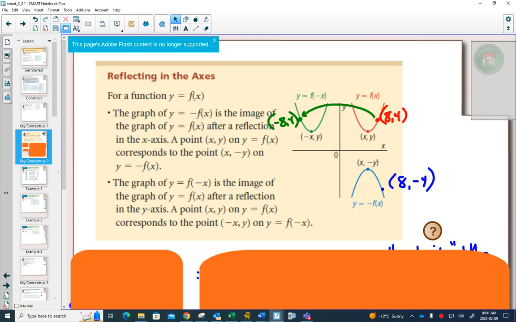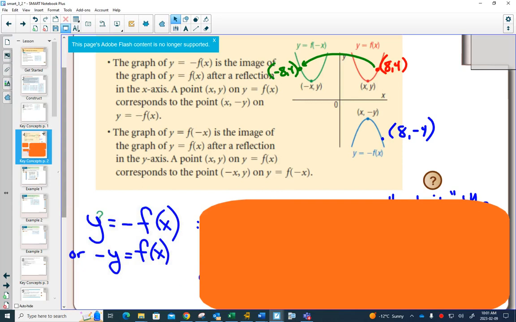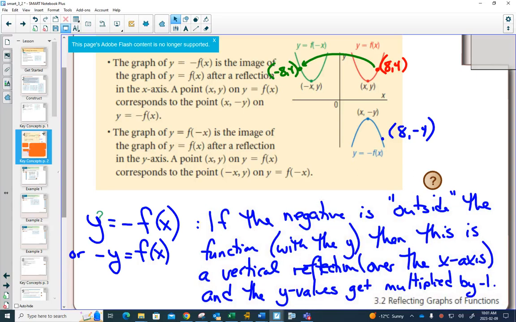So in the space that you have beside this shaded box, I would like you to write down the following notes. So the first one is if you have a negative on the outside of the function, sometimes they'll show that negative on the outside like they did here, and sometimes they'll multiply both sides by a negative and actually have the negative on the side with the y. We generally like to write the negative in front of the function like this, and this is the instruction. So if that negative is outside the function, technically that means it could be with the y.